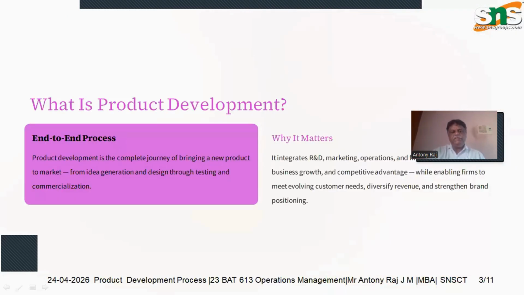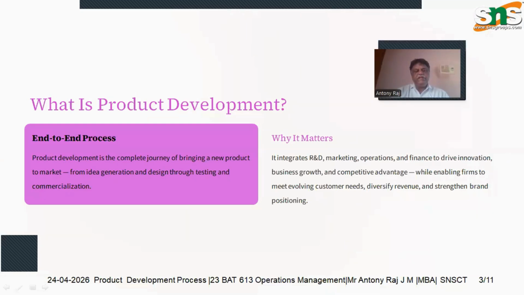So, product development process, let us understand what product development is by itself. Product development is a process of bringing a new product to the market, right from idea generation through designing and testing and commercialization. So this is an end-to-end process. Even idea generation is part of product development. Many people would imagine product development is just the physical conversion. No. Right from idea generation through designing of the product, testing of the product, and commercialization of the product, the entire loop is called product development.